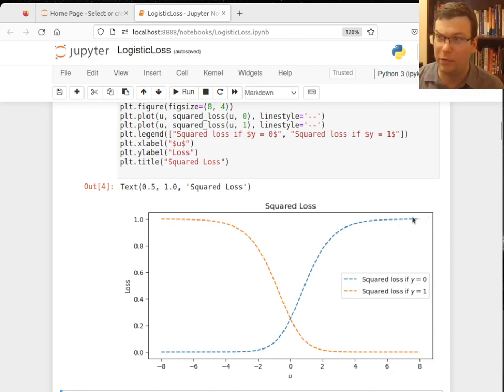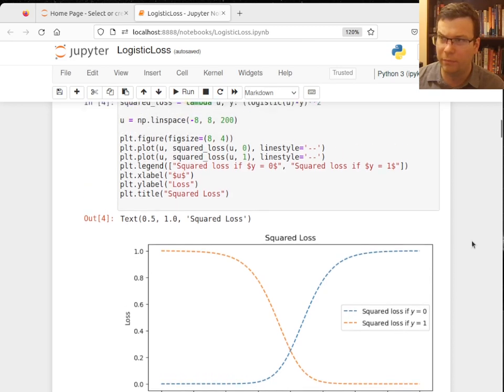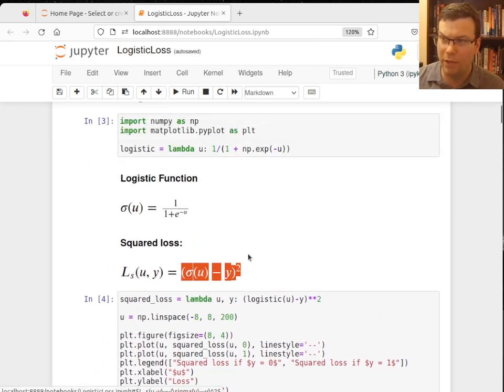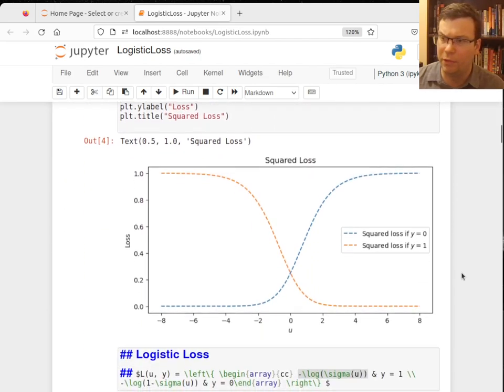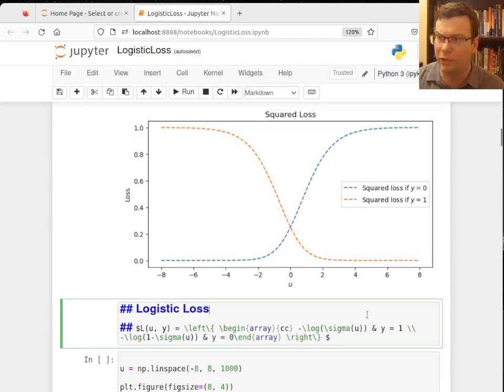So that's a problem. It's called vanishing gradients. There's another theoretical problem, which is this is not a convex function. And this is something I'll talk a little bit more about in AI. But for now, know that there's a couple theoretical problems with this choice of a loss function, although we will use it in other contexts. But when it comes to this logistic perceptron, there is actually a better choice called the logistic loss.